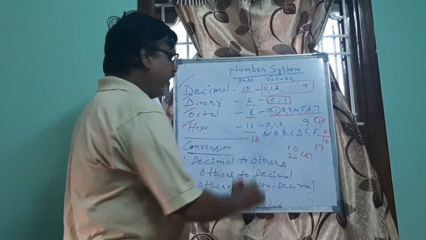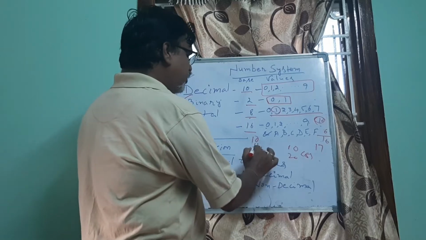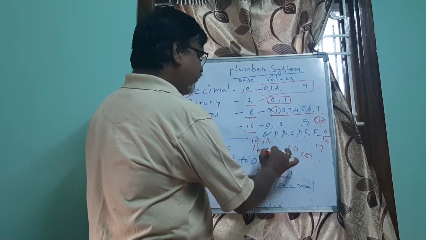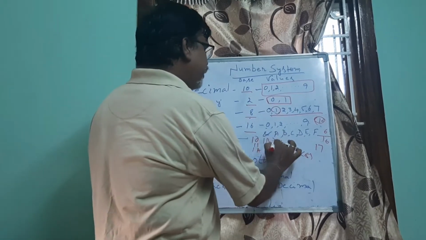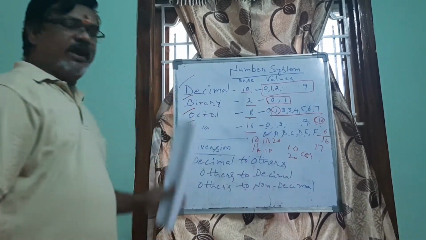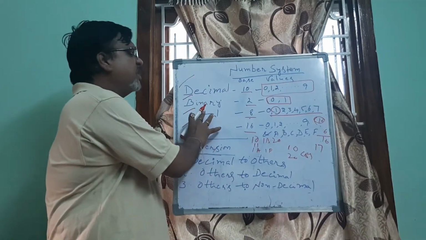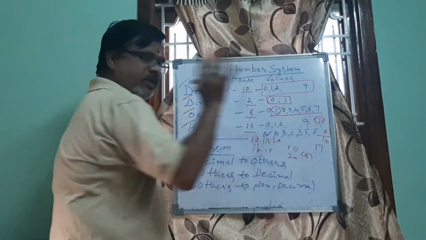0. Then 1 1. Then you will go for 1 A, 1 B, like that 1 F. After 1 F, you can go for writing 2 0. So like this, we will write the numbers in hexadecimal. So these are the four number systems with the bases and with the possible values.